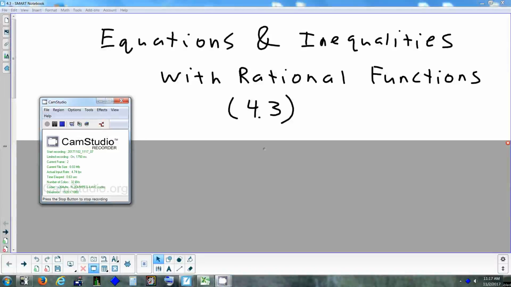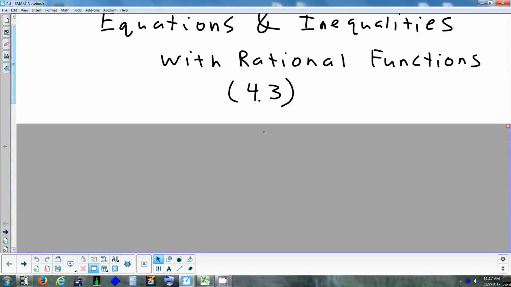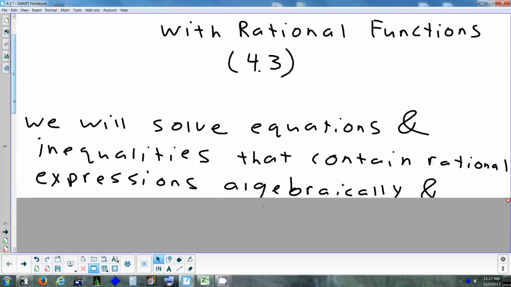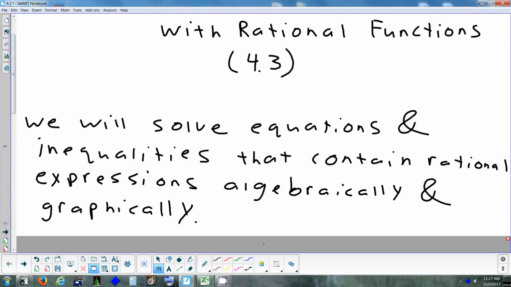All right, so let's finish up section 4.3. Today we're going to look at solving equations. We're not going to be doing any graphing by hand. We're mostly going to focus on equations. We'll do one inequality at the very end. Most of what we solve is going to be algebraic. If we run into a problem that we can't do with algebra, we'll look at trying to do it on the calculator.